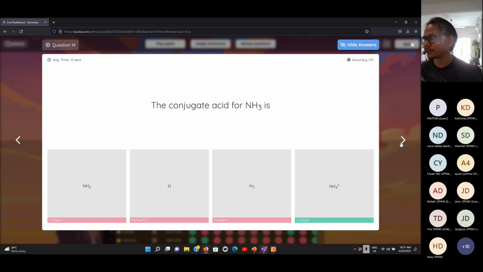And your third last question, the conjugate acid for NH3, for ammonia, adalah NH4+. Remember, conjugate acid is something yang terima H+. So tambahlah satu H pada NH3 ni, jadilah NH4+.